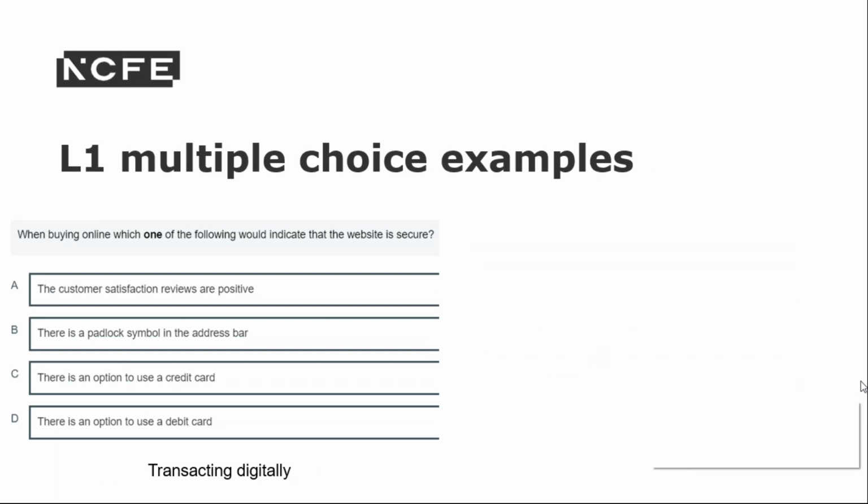So just moving on now to an example of the multi-choice question at Level 1. This is from the Transacting Digitally section. So again, I'll give you a moment just to read the question and then pop your answer into the chat box. So when buying online, which one of the following would indicate that the website is secure? Yes, that's brilliant. I can see the answers coming in. Well done. So it is answer B.